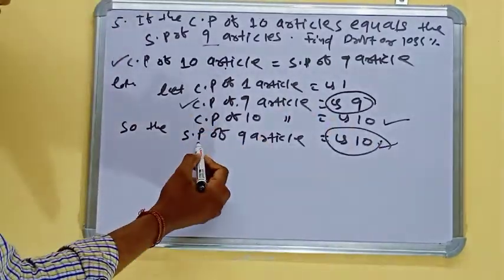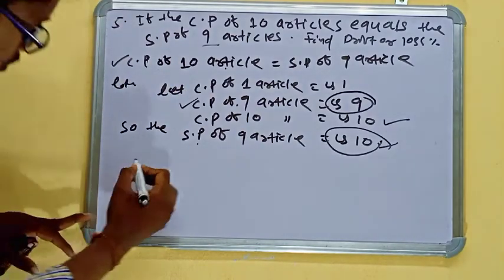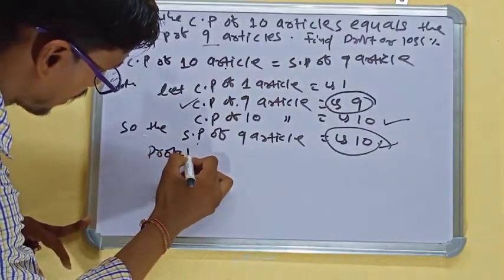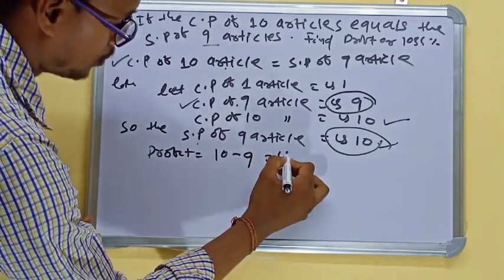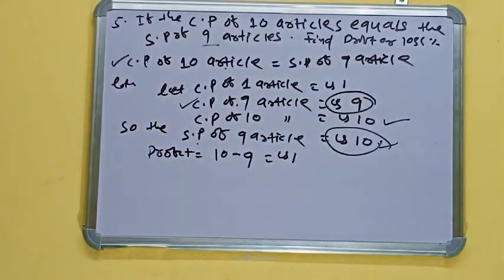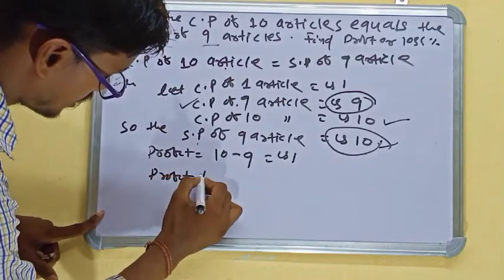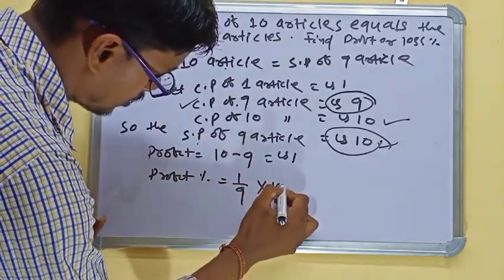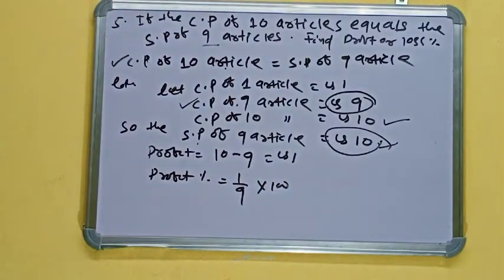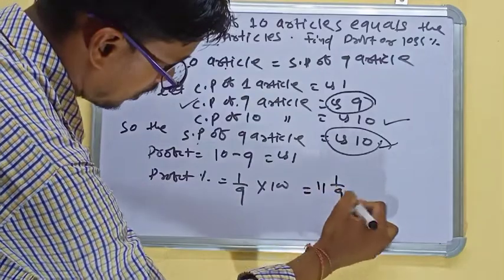Here SP is more than the CP. Then profit is equal to 10 minus 9, which is equal to rupees 1. Here the profit is rupees 1. Then the profit percentage is equal to 1 by 9 into 100, which is equal to 11%.